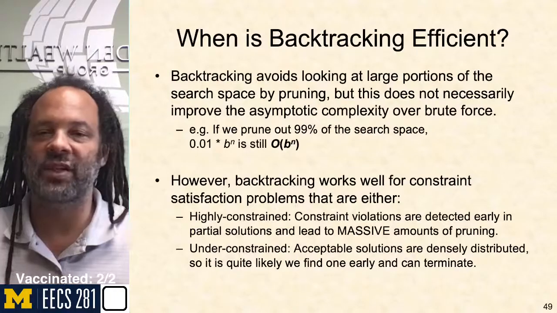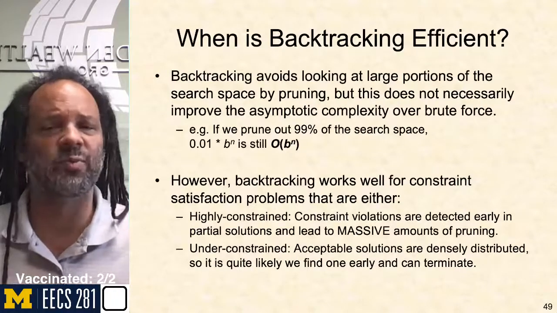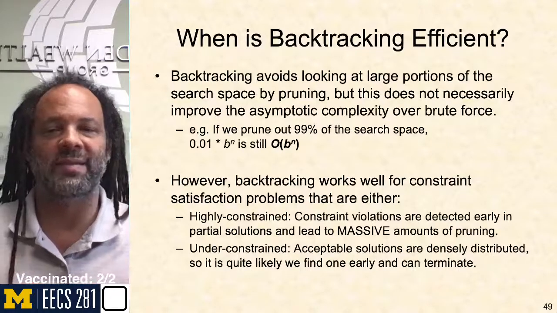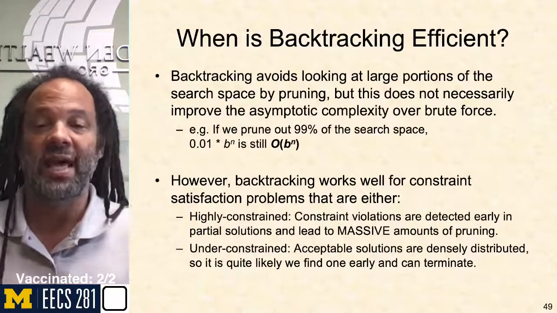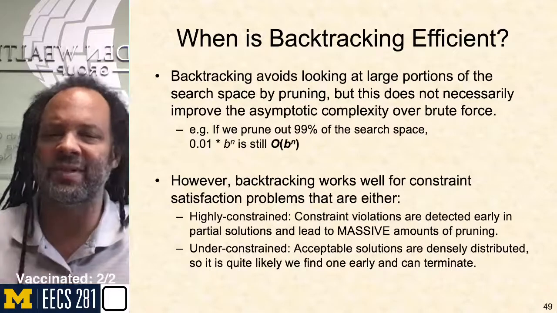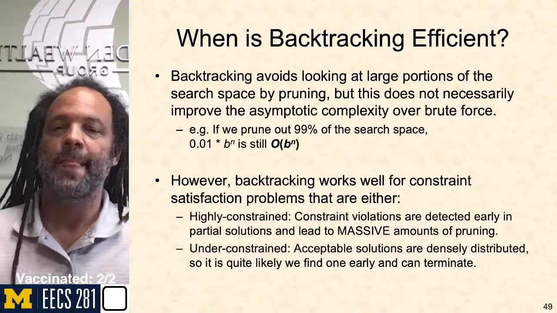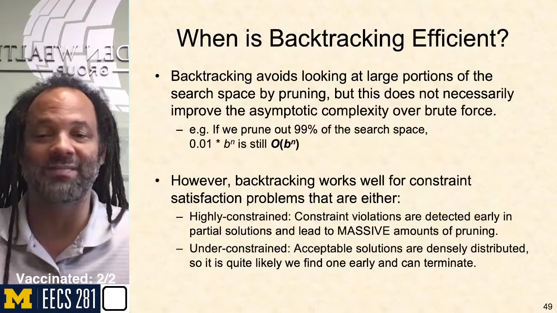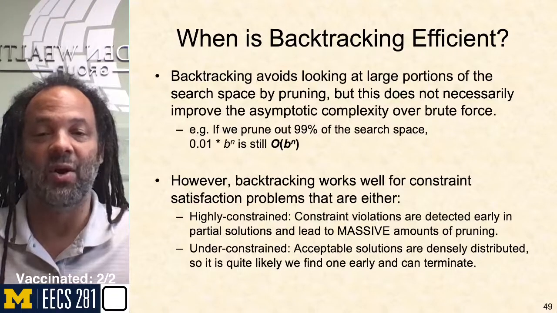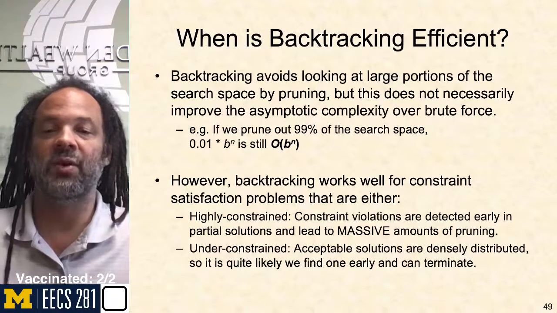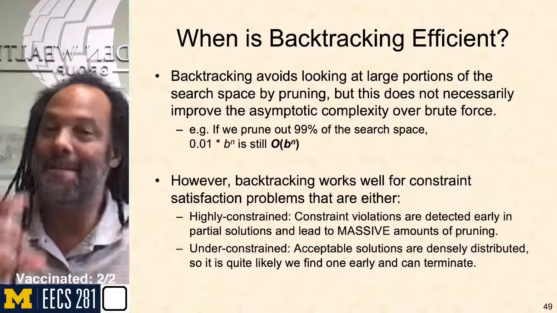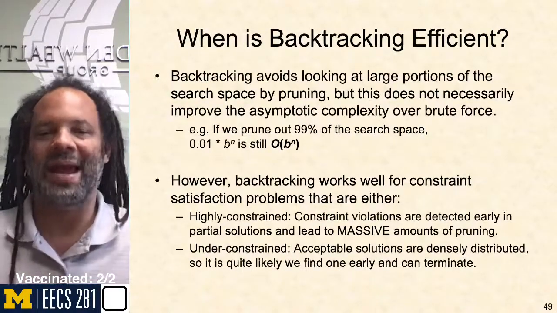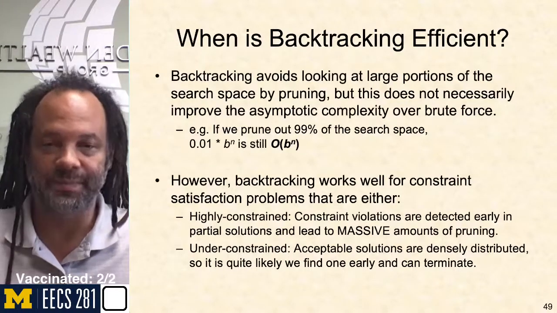When is backtracking efficient? Well, backtracking avoids looking at large portions of the search space because of this pruning. It doesn't necessarily improve the asymptotic complexity, because no matter how large that is, if I look at something that's pruning out 99% of the search space, that sounds great. But 0.01 times b to the n is what? It's still big O of b to the n. So if we've got this exponential thing, it's still going to look exponential. That's the big O, though. That's the worst it could be. So often it ends up better than that, but asymptotically it does not end up better.